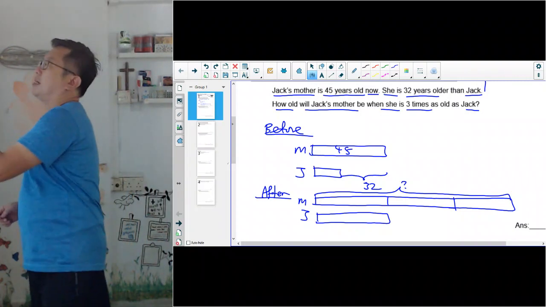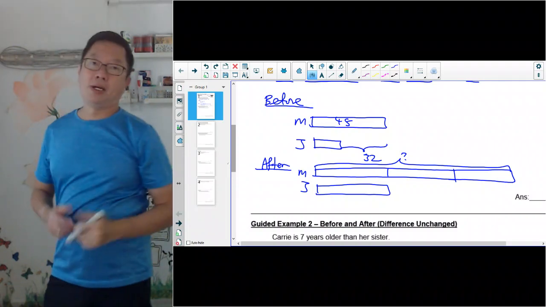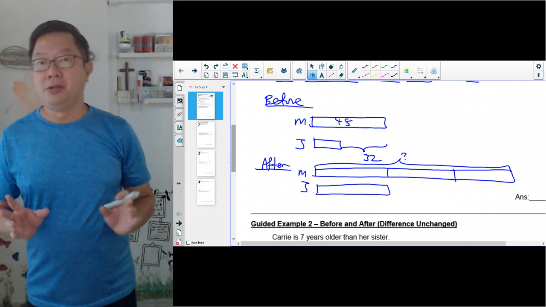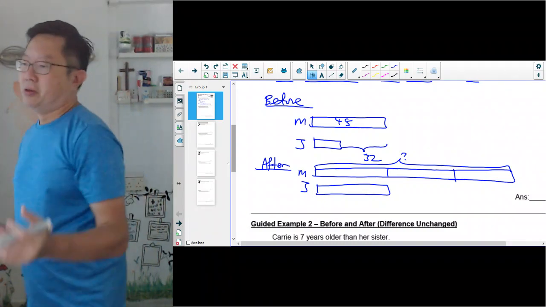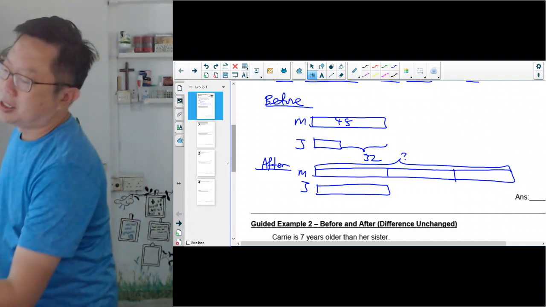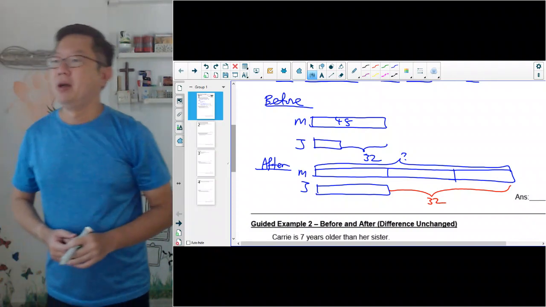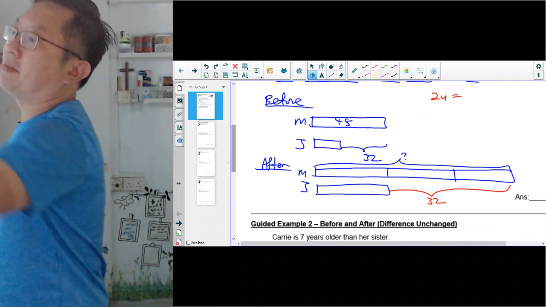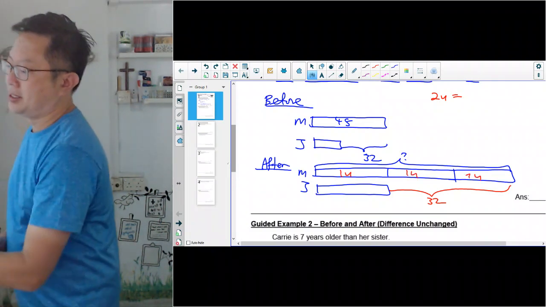Okay, so let's look at how we use the model to work out the steps. The boxes that you see in the after model are called units because they are the same, they are equal. So you can call them 3 units or 3 boxes, and 1 box for Jack. What is unchanged? The difference is unchanged, which is still 32 years older. That is 2 boxes, and you can call it 2 units. So maybe I can just put 1 unit, 1 unit, 1 unit, and then this is also 1 unit.